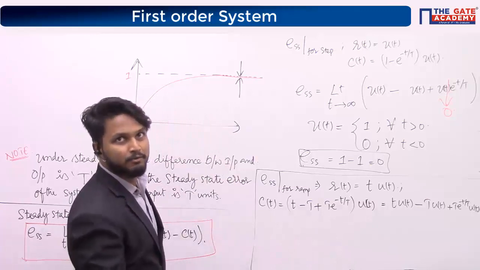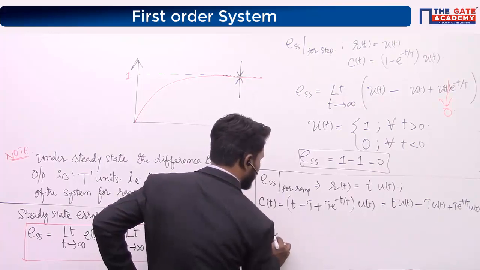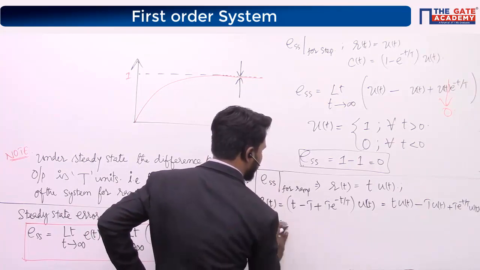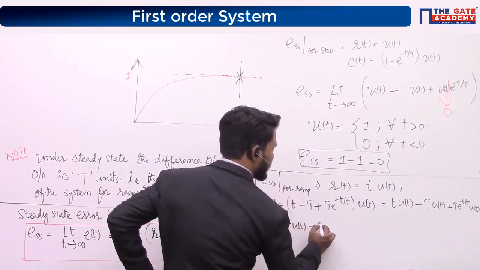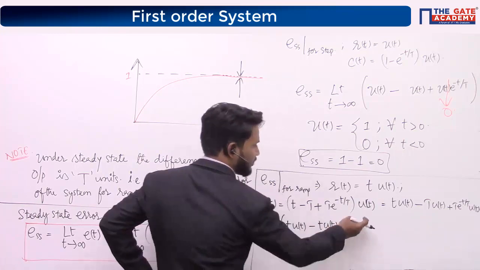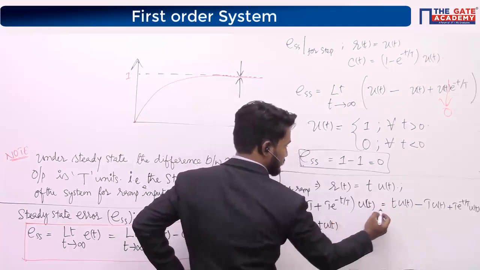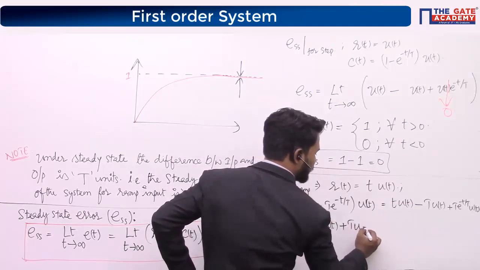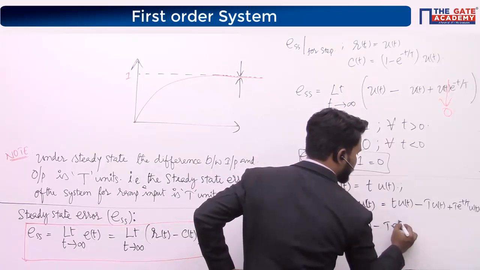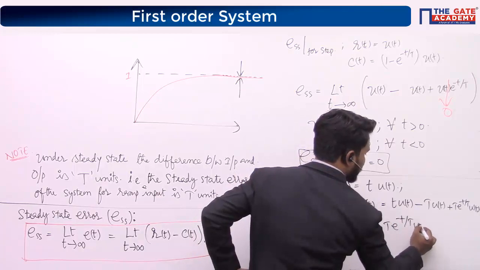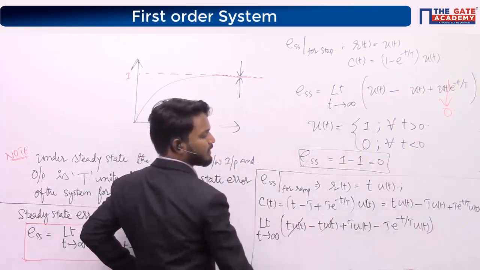So R of t minus C of t, what will you get? Limit t approaches infinity, R of t minus C of t is, R of t is t u of t, minus t u of t, I am just subtracting this from this, right? Plus capital T u of t minus t e power minus t by capital T u of t, right? So this and this get cancelled here itself, right?